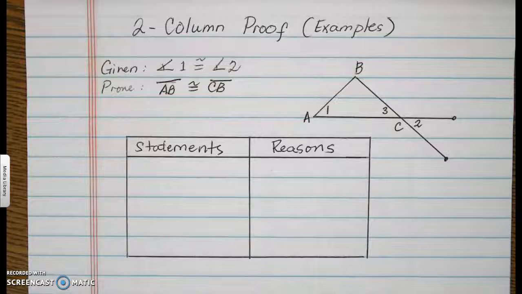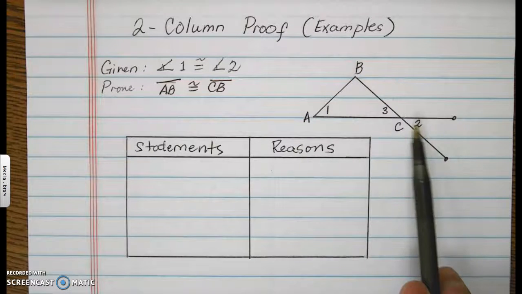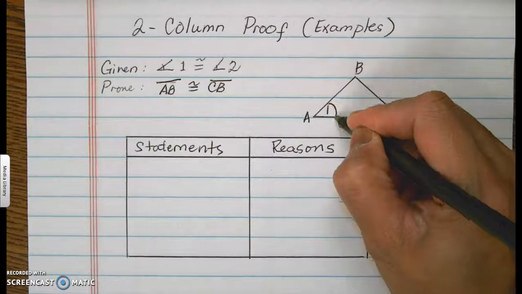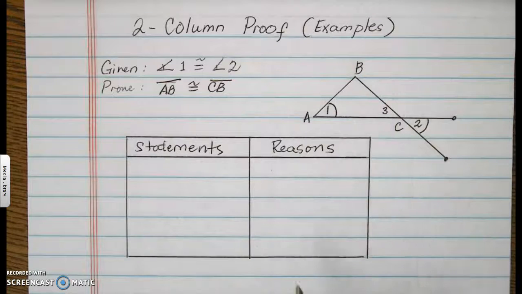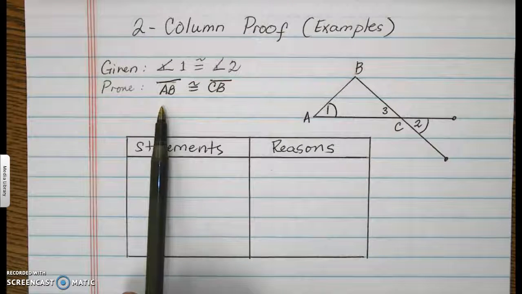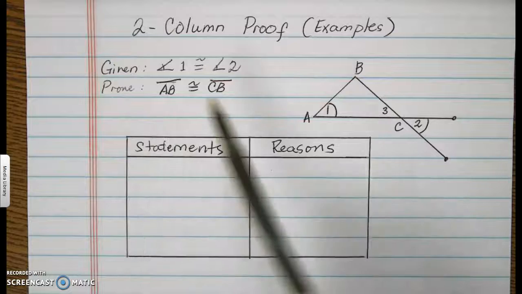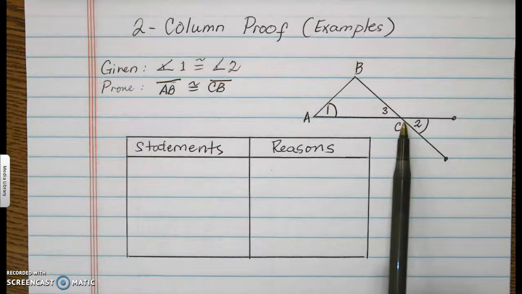So our topic for today is two-column proof and some examples. Given angle 1 is congruent to angle 2. So let's mark that. And you need to prove that AB is congruent to CB. So AB is congruent to CB.